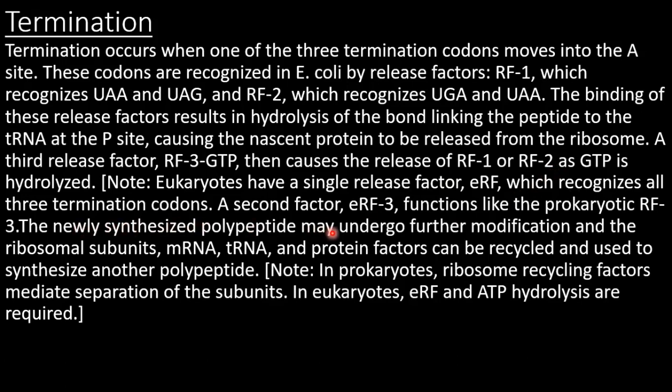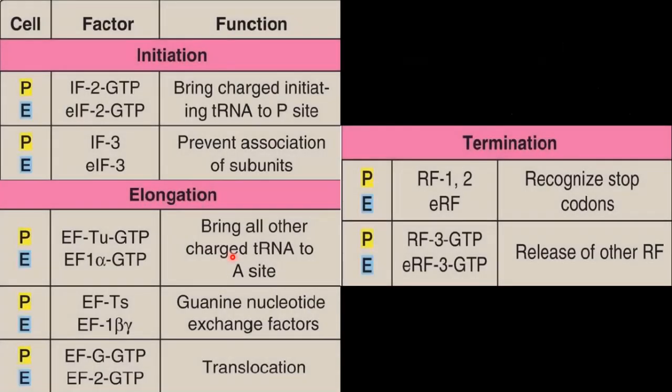Now, the newly synthesized polypeptide may undergo post-translational modification, and the ribosome subunits, messenger RNA, transfer RNA, and the protein factors are then recycled and used to synthesize another polypeptide. You do not degrade them, you recycle them. Note, however, in prokaryotes, ribosome recycling factors mediate separation of the subunits. But in eukaryotes, the eukaryotic release factor and ATP hydrolysis are usually required in the separation of these two subunits of the ribosomes. Now, let's look at the function of these factors.